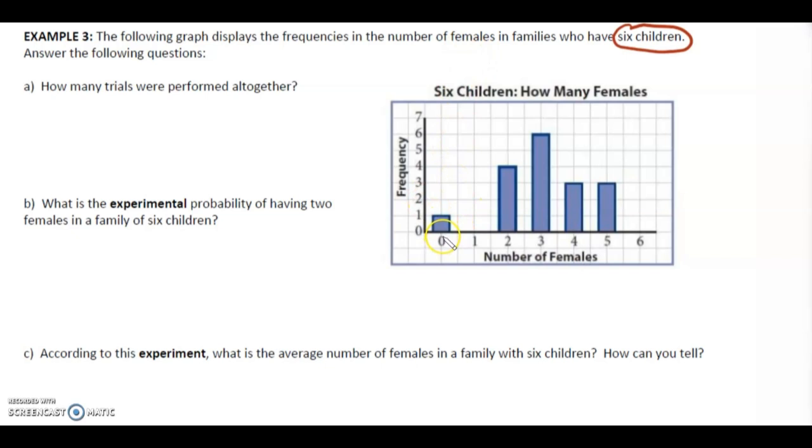Out of their kids, one family has 0 girls. Imagine having 6 boys. Okay, 0 families have 1 girl. Sorry, 4 families have 2 girls. 6 families have 3 girls, and then 3 families have 4 girls, 3 families have 5 girls, and then none of the families have all girls.